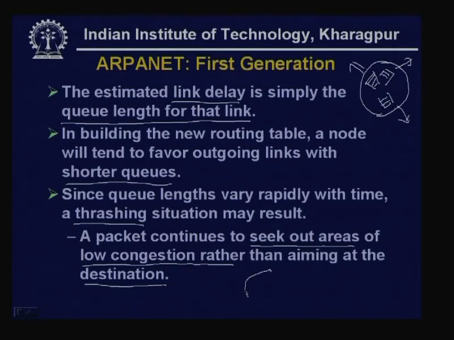Suppose this is part of the subnet. Initially, in this part of the subnet, the packets are forwarded in this direction because of the smaller queue. So, there will be congestion here, and whenever it is found that the queue length has increased, packets are forwarded in this direction. So, there will be congestion here. Instead of going towards the destination, this condition is known as thrashing, as I have told. This is the problem that can arise in the ARPANET first generation network.